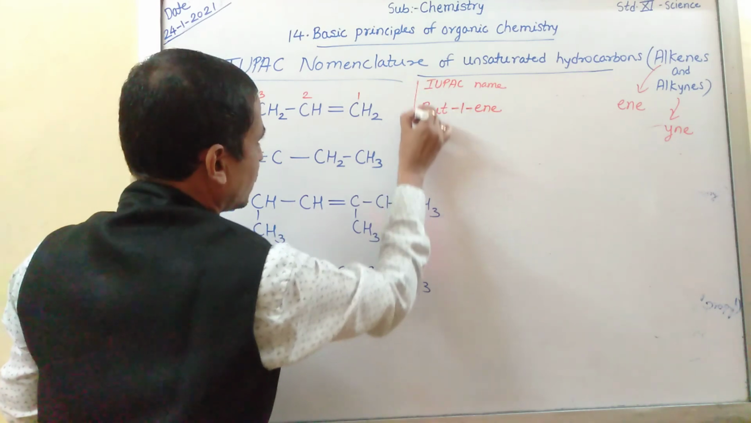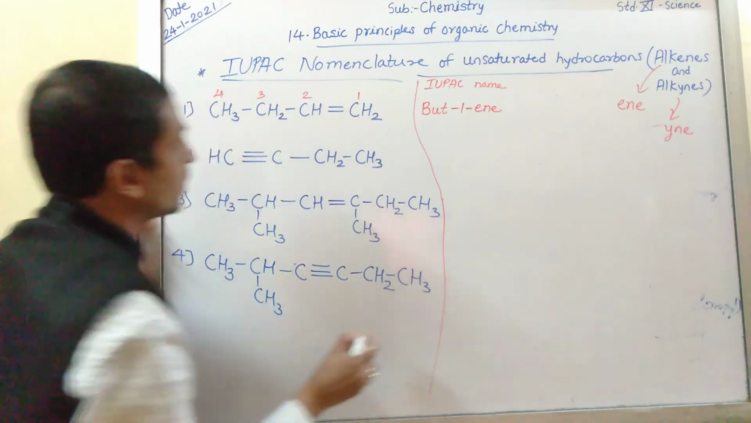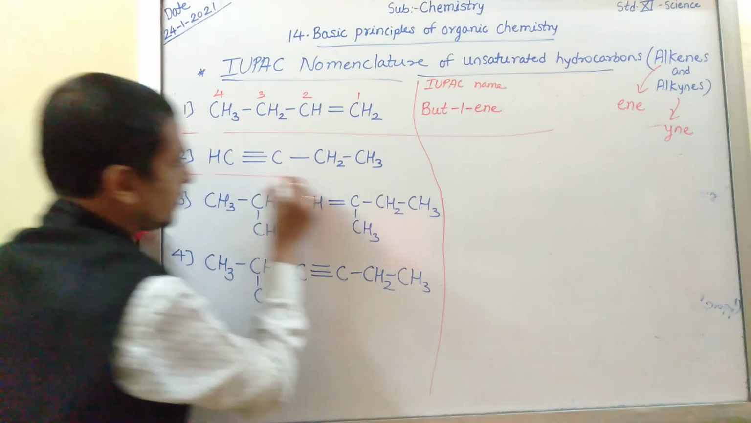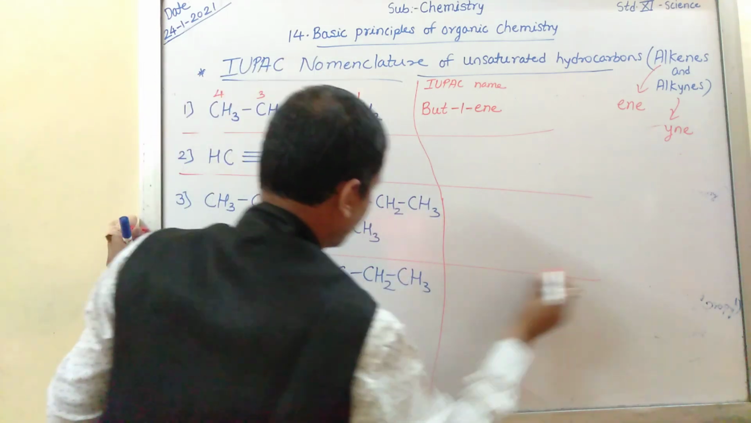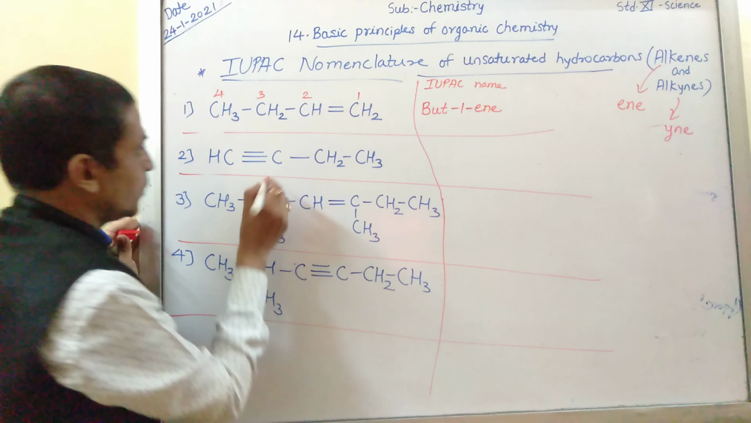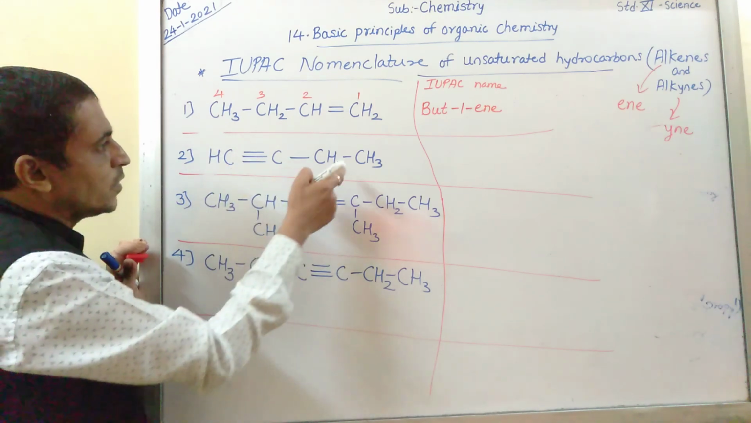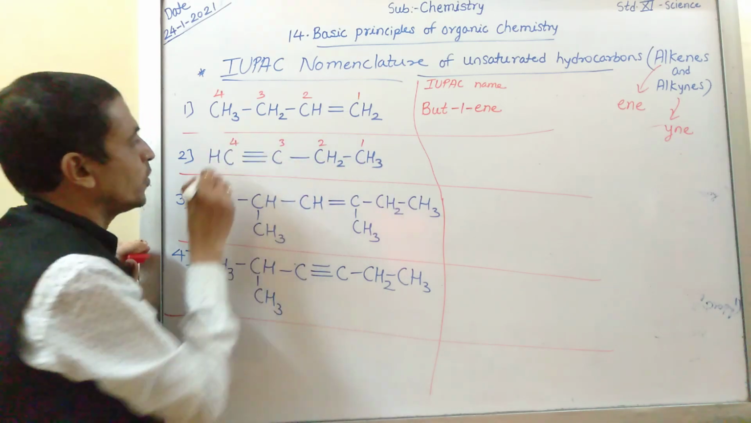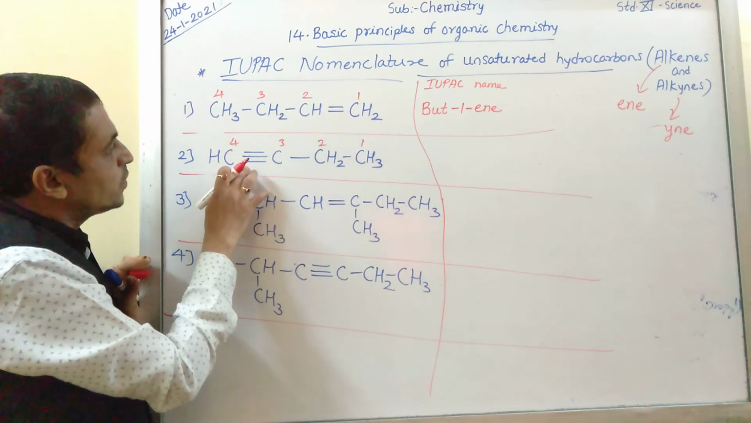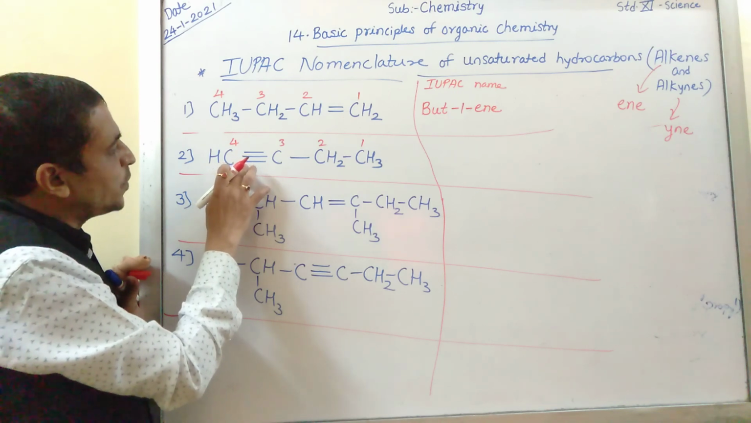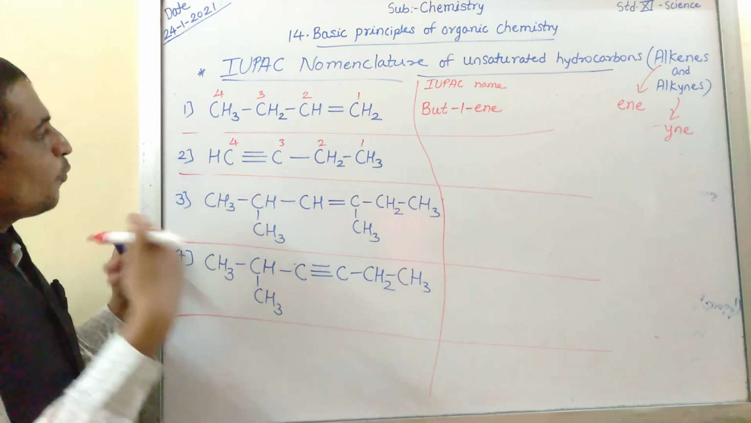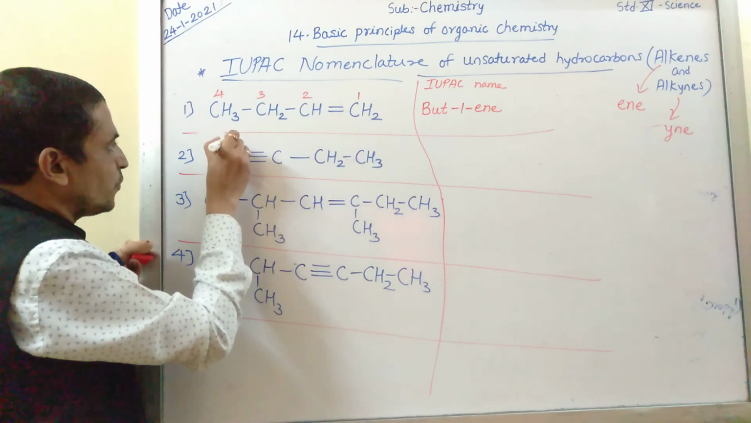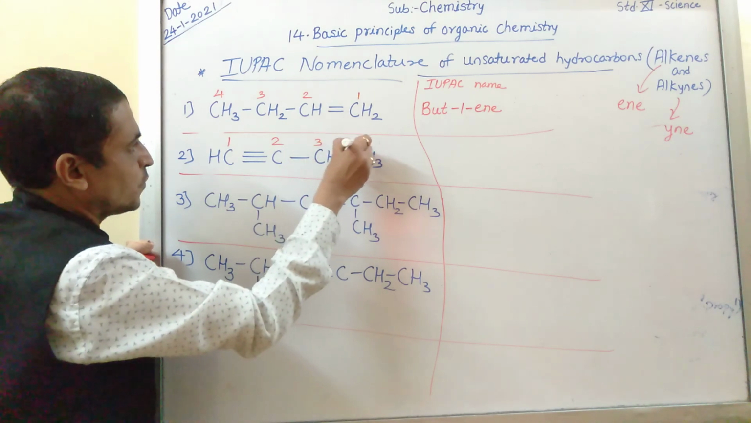IUPAC name of this compound. Now second, see this again here. If you put 1 here, then you get 1 2 3 4. But here you get the triple bond at a higher number, so this numbering is wrong. Start from here: 1 2 3 4.